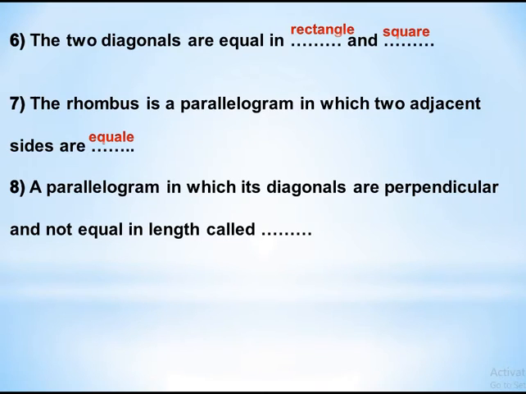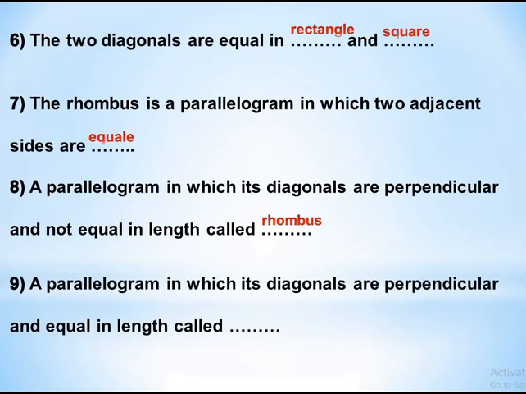Which shape is a parallelogram whose diagonals are perpendicular and not equal? Yes, rhombus. The parallelogram in which its diagonals are perpendicular and equal? Square.